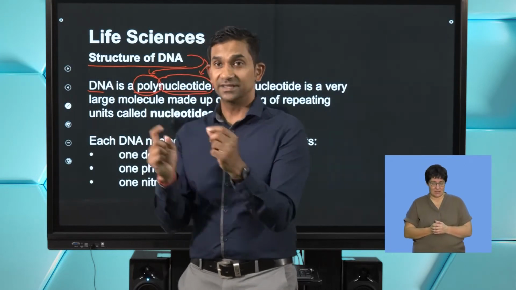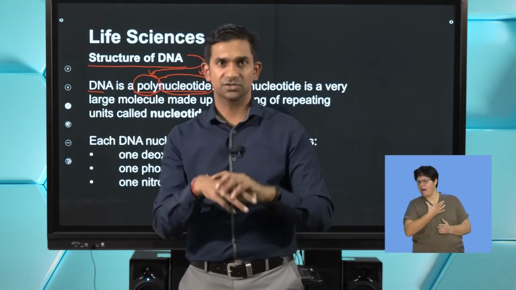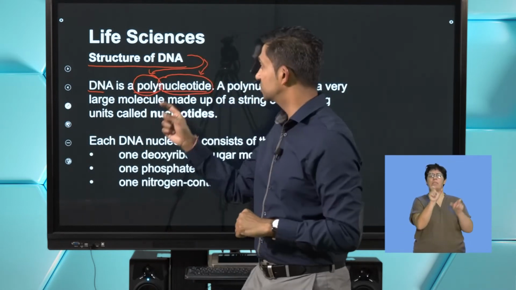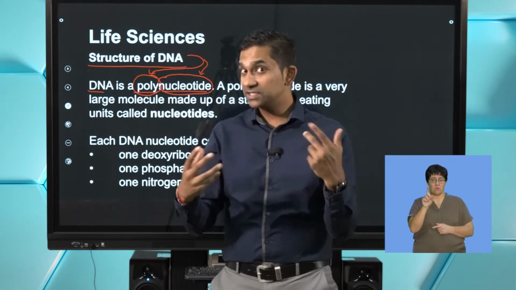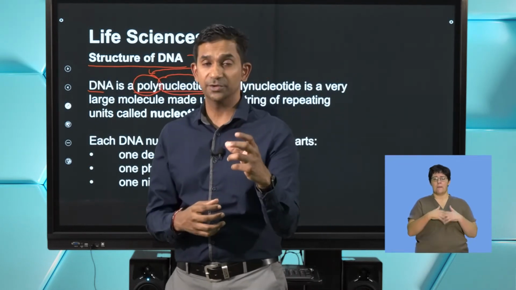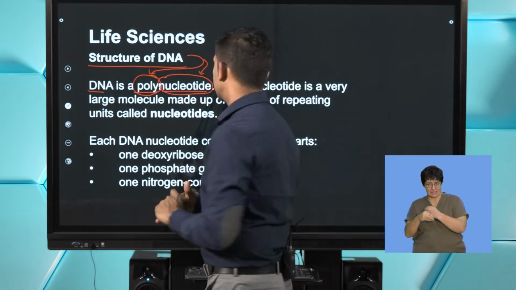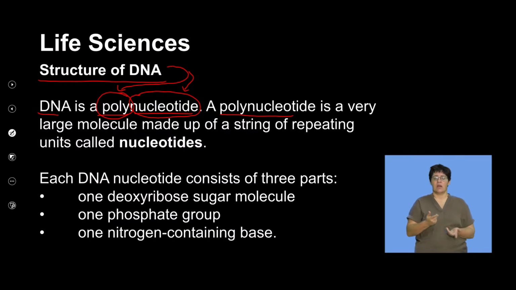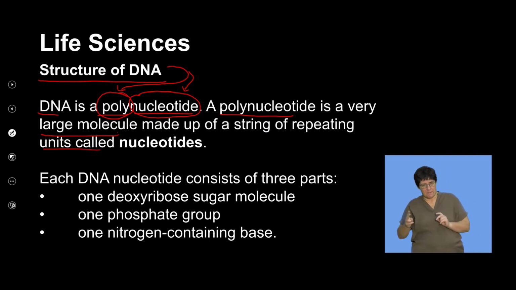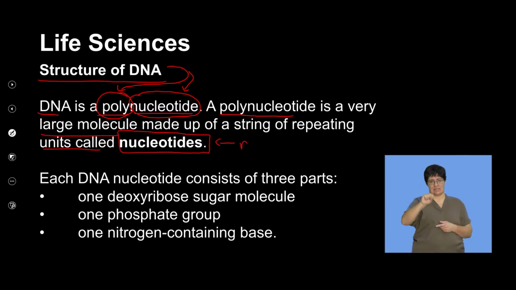So essentially, this concept tells us what the building blocks of DNA are called. These building blocks we refer to as nucleotides. Another term for building block is monomers. So the monomers of DNA are called nucleotides. Let's get back into it. A polynucleotide is a very large molecule made up of a string of repeating smaller units called nucleotides. This essentially refers to the monomers, the single smallest building blocks of DNA. In this case, they are nucleotides.